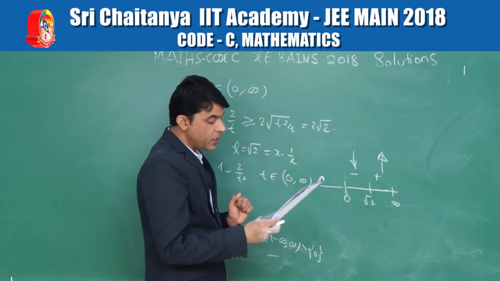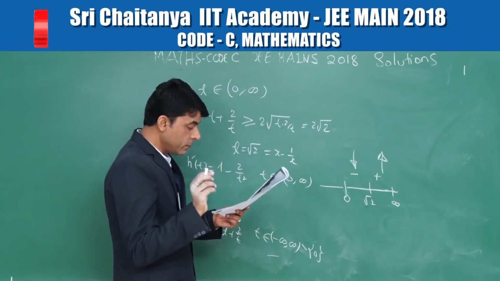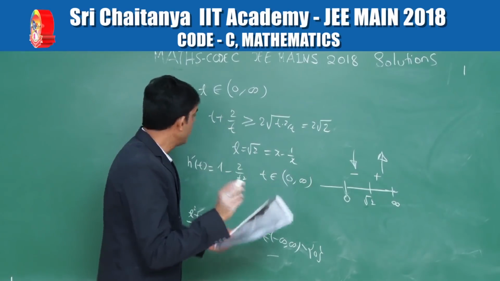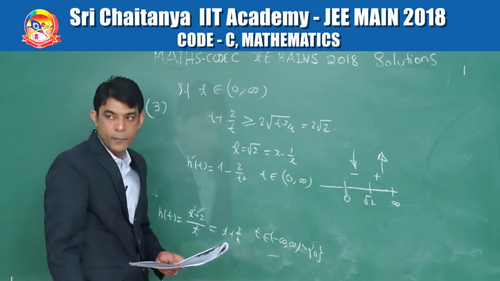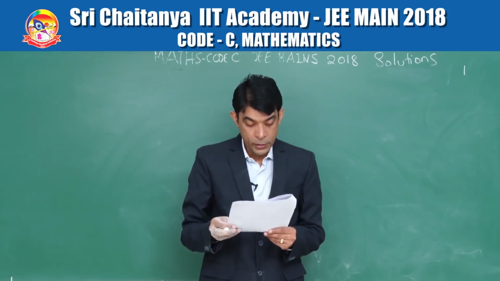And we can say that 2 root 2 is a local minimum, and the answer happens to be choice number 3. Choice number 3. Number 44.